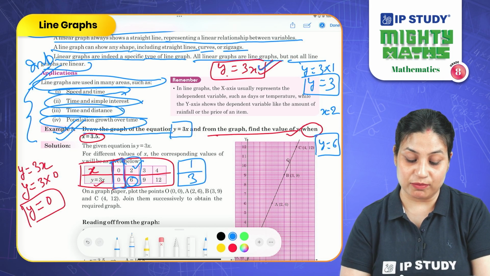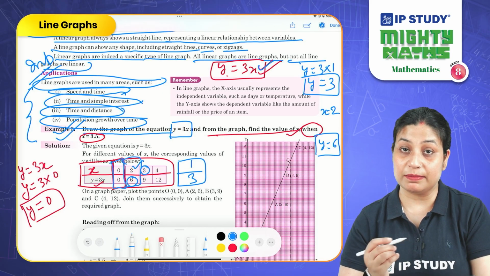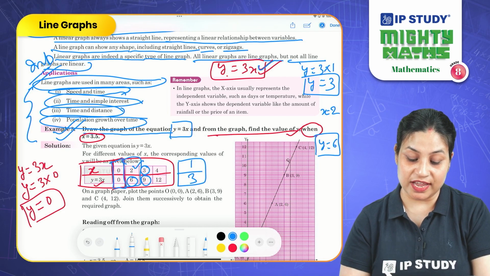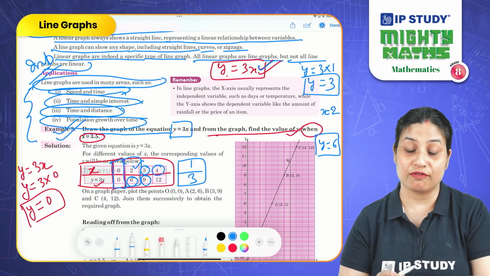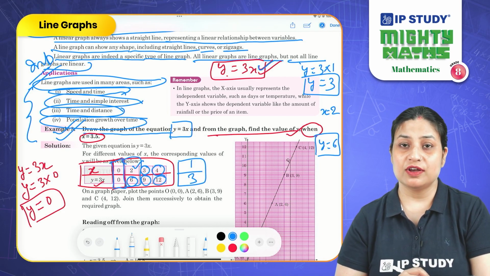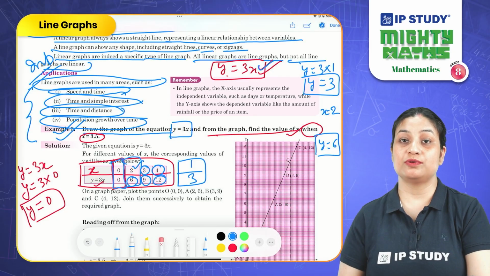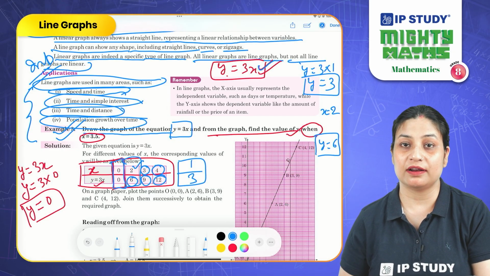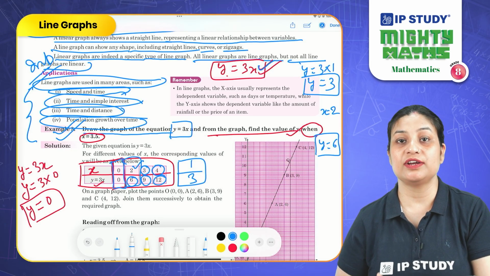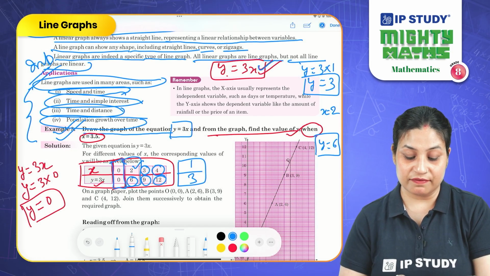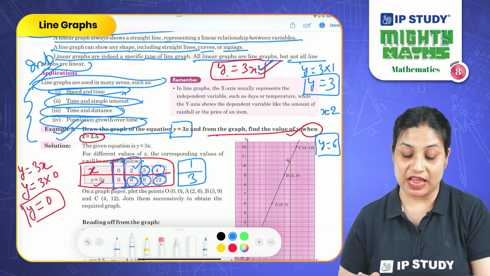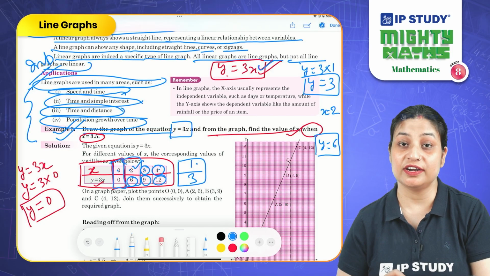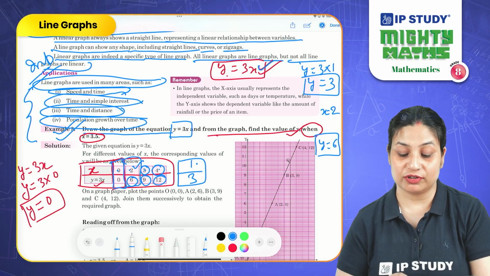In the same way, if I put x equals 3, what will be the value of y? y will be equal to 9. If I put x equals 4, then the value of y will be 12. So always remember, when you are trying to plot the line graph and finding ordered pairs, try to find at least 3 ordered pairs. Here, how many ordered pairs have we calculated? We have calculated 1, 2, 3, 4, 5. 5 ordered pairs we have calculated in order to plot the line graph for this condition.